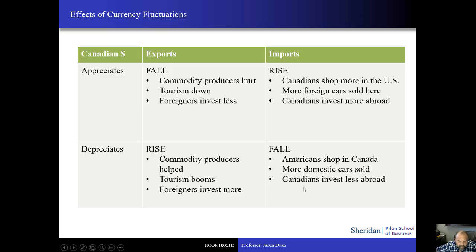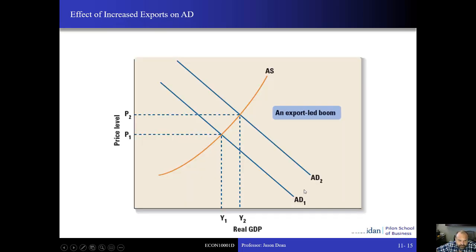So if we have an increase in exports, then that would shift our aggregate demand curve to the right. So if you remember, net exports is part of the aggregate demand. Remember, it equals C plus I plus G plus X minus imports. So if exports increase but imports stay the same, then we have a shift to the right in the aggregate demand curve.